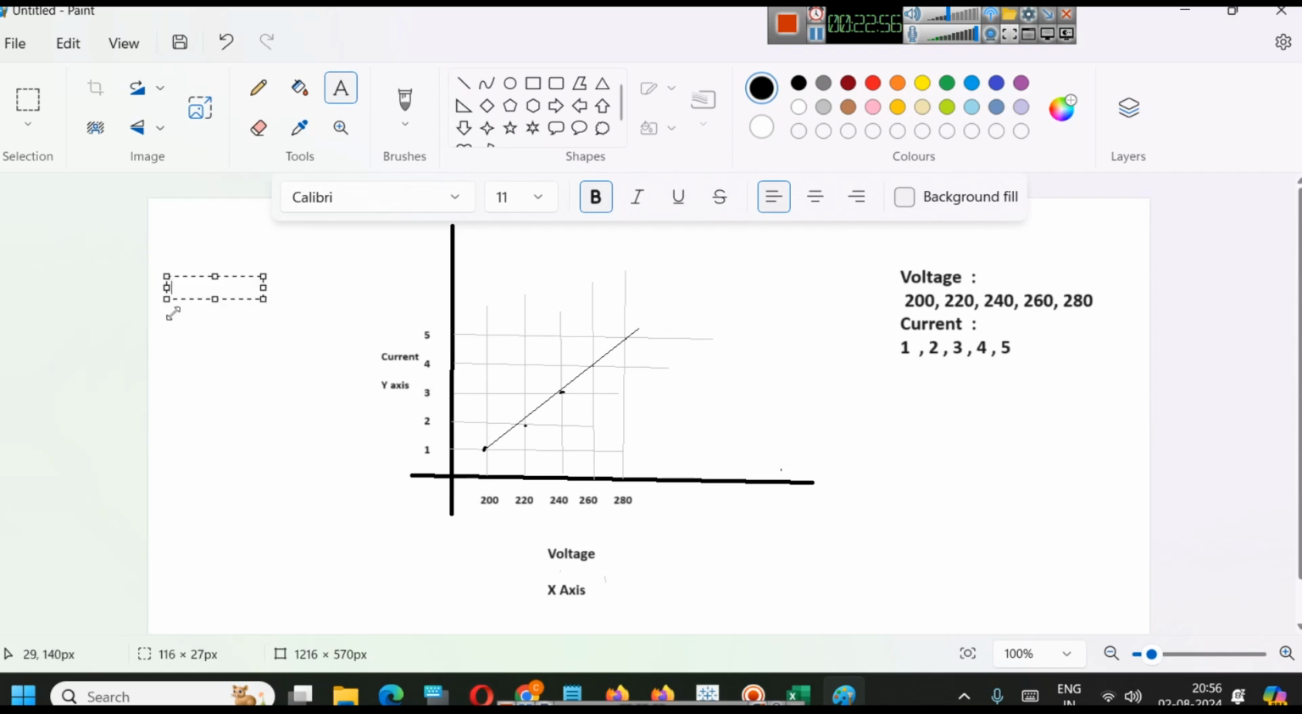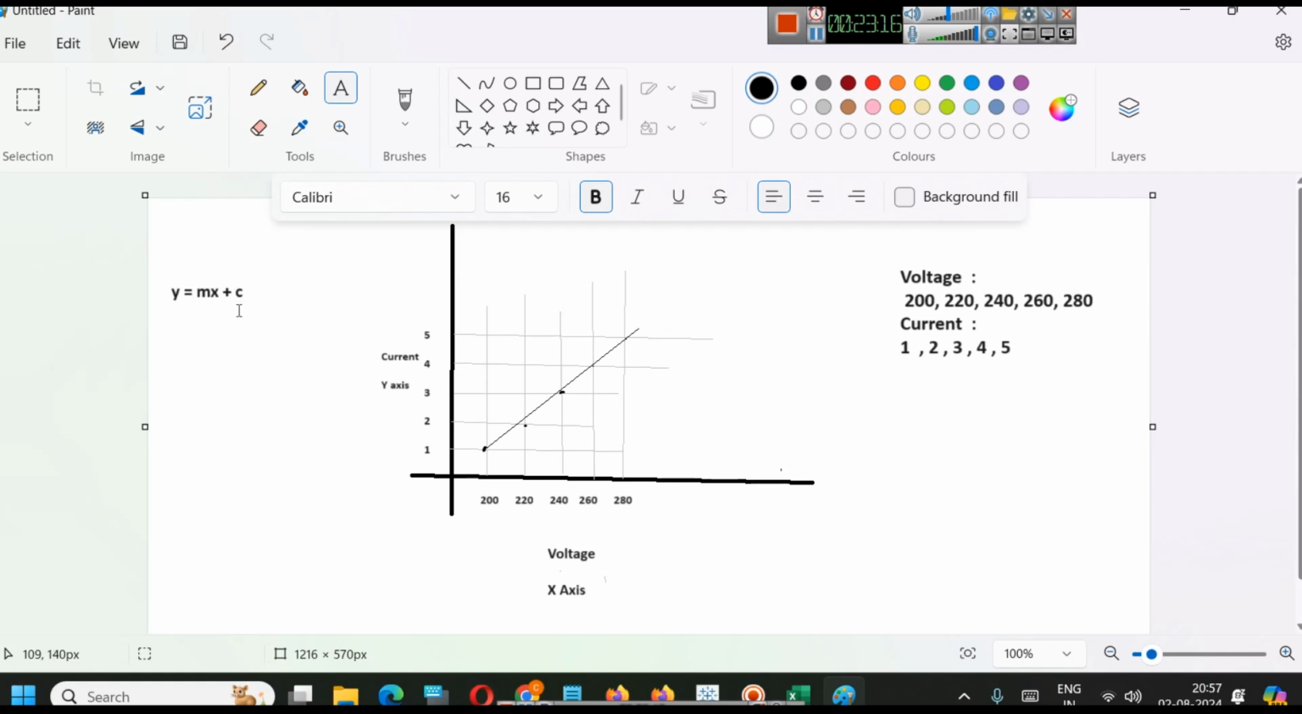That's why there is a formula called y is equal to mx plus c. Have you ever heard about this formula, mx plus c? This is the equation of a straight line. I will come to line graph later, but this is the equation of a straight line.